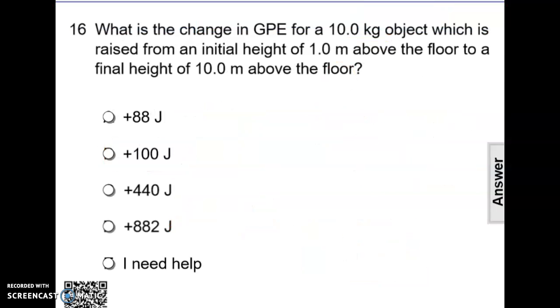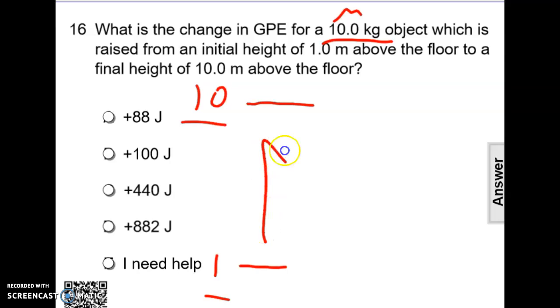If we go ahead and look at our next problem right here, I have a 10 kilogram object. It starts at 1 meter high and goes up to 10 meter high. That means it goes up 9 meters. We want to calculate the change in GPE when this mass undergoes an increase of 9 meters.